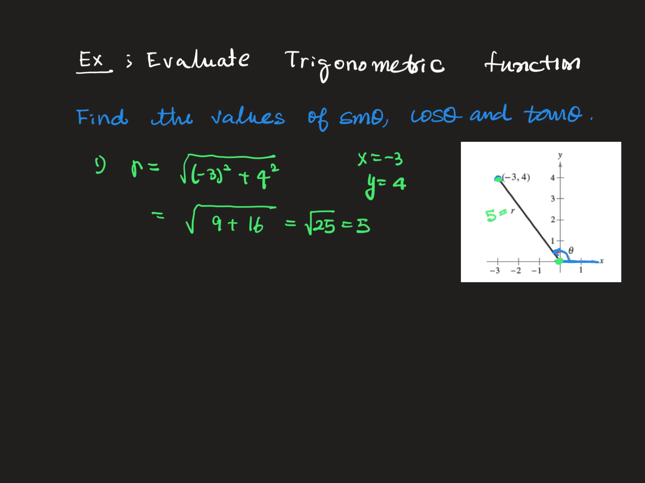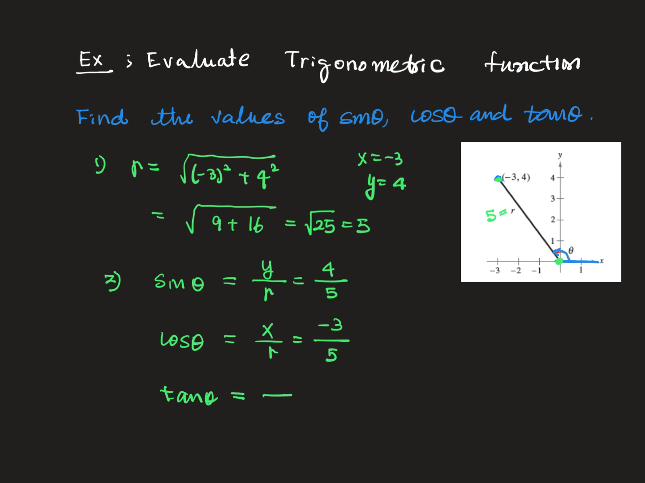So r is 5. Second, we want to find sine theta, cosine theta, and tangent theta. Sine theta is y over r, and y is 4, so 4 over 5. Cosine theta is x over r, x is negative 3, so negative 3 over 5. Tangent theta is y over x, 4 over negative 3, or another way, negative 4 over 3.